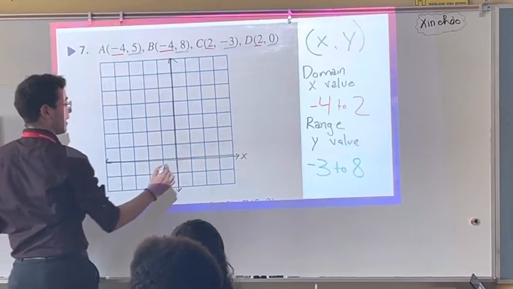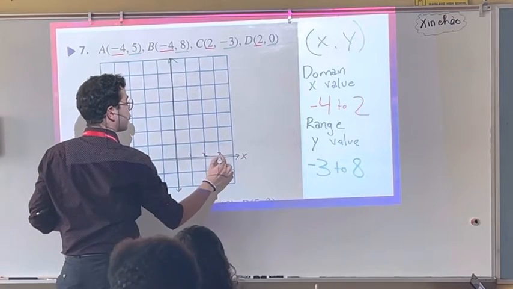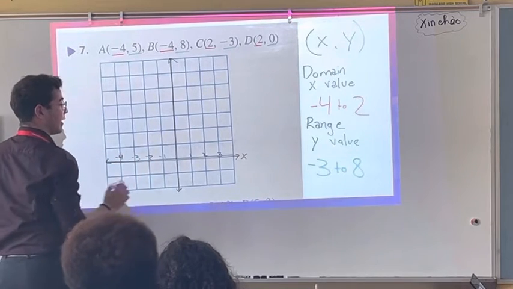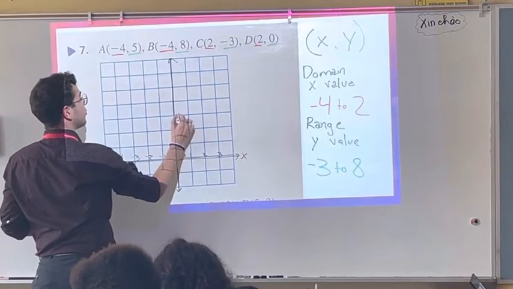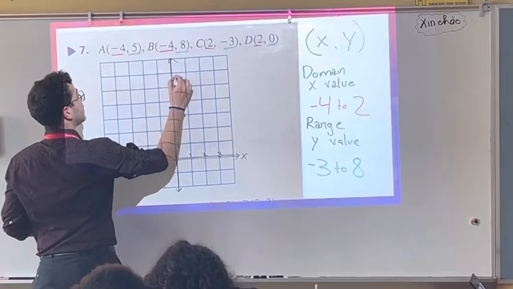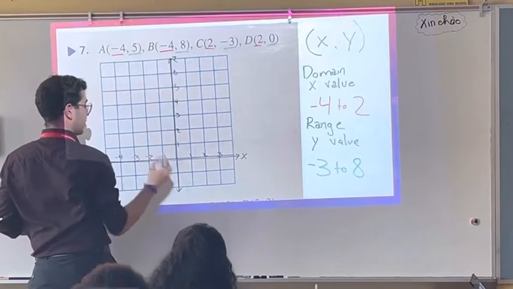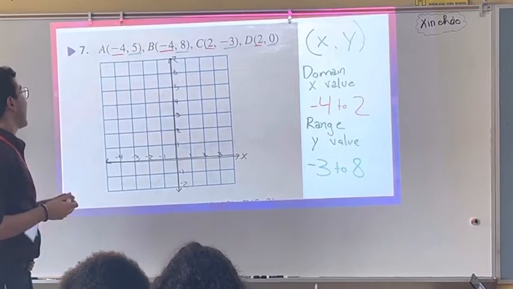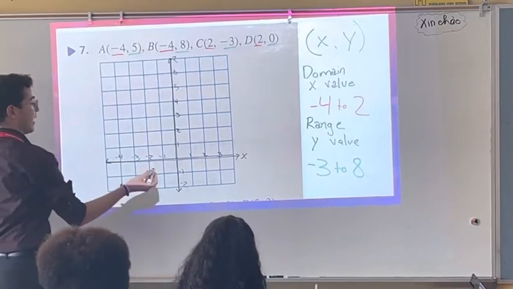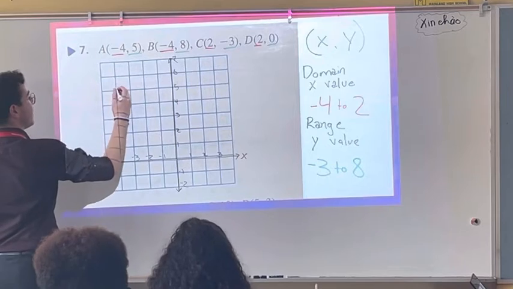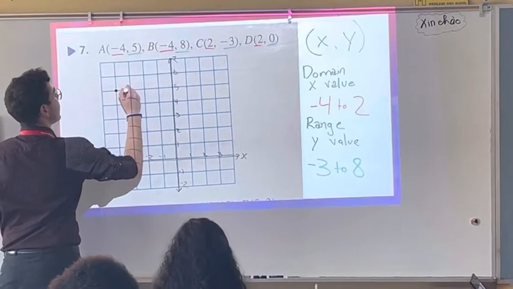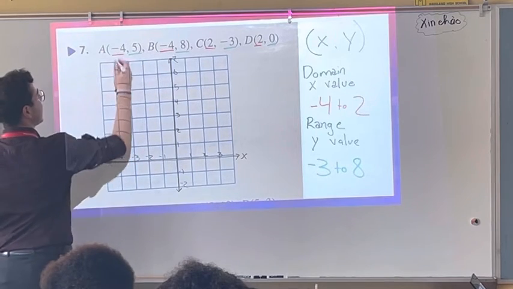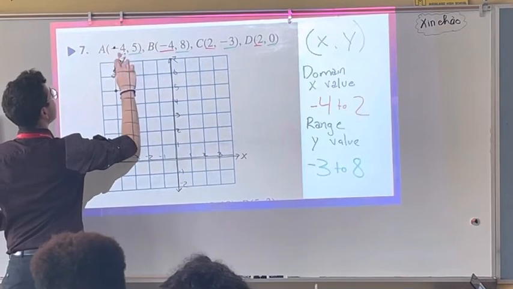So you can label it. We have 1, 2, 3, -1, -2, -3, -4. We have 1, 2, 3, 4, 5, 6, 7, and -1, -2. So point A is from -4 to 5. So we go to -4, 5. This is point A. Point B is -4, 8, all the way up here.